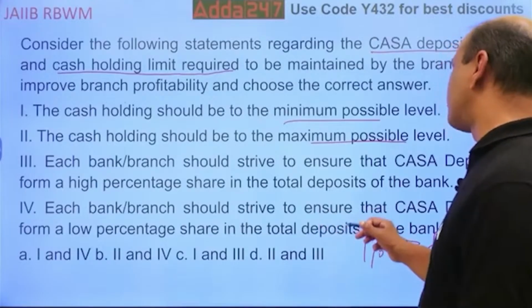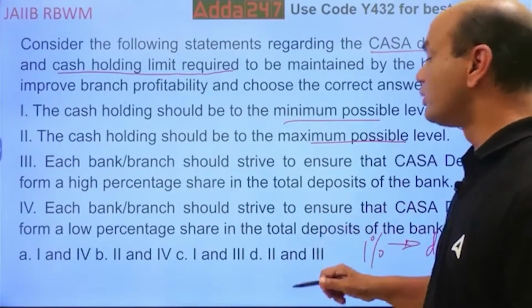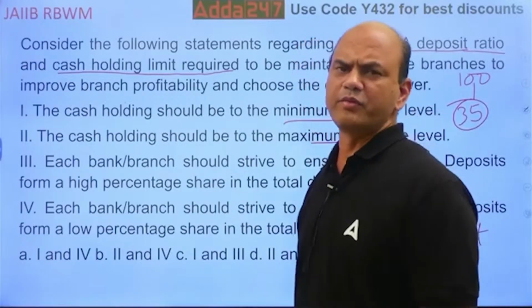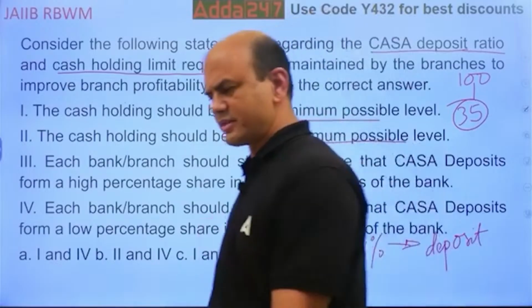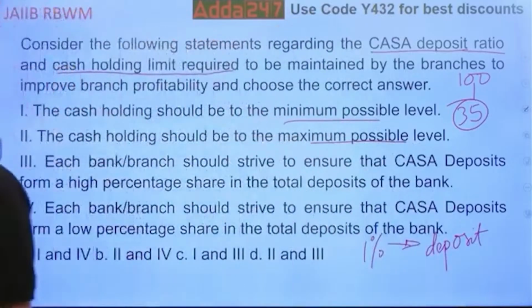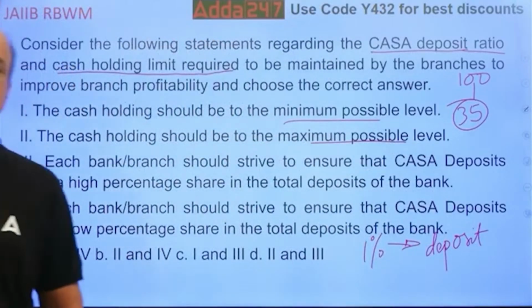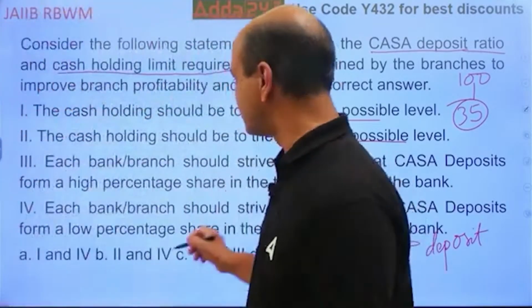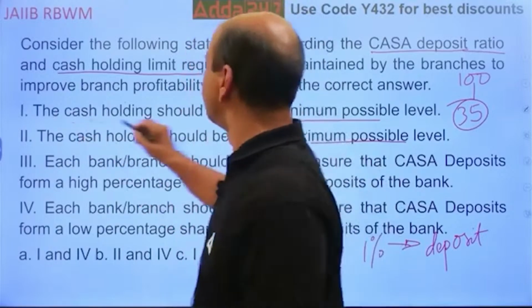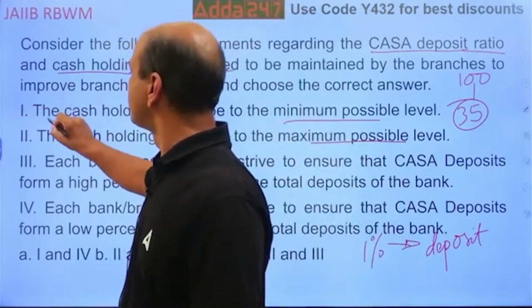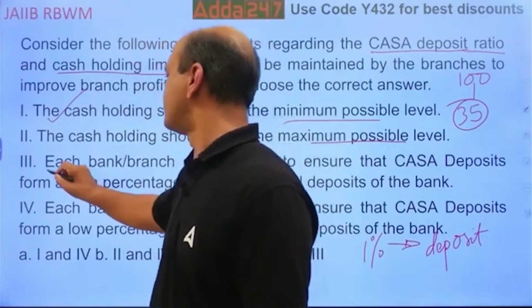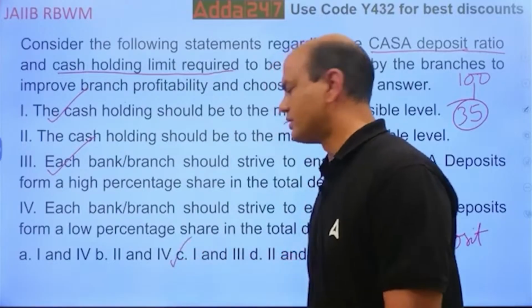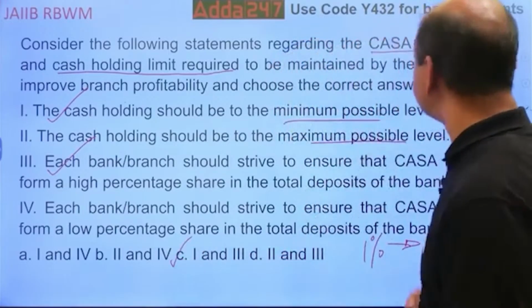Each bank branch should strive to ensure that CASA deposits should have a low percentage in the total deposits of the bank. So now, very simple answer. Think over it. Just now I gave you the idea. The answer is yes. Just now we saw this. Minimum 1 is true and 3 is true. So 1 and 3. C is the answer. Okay, C is the answer. Got it?